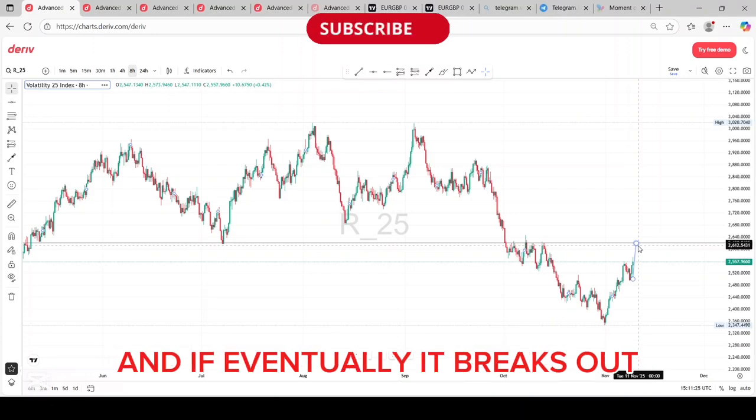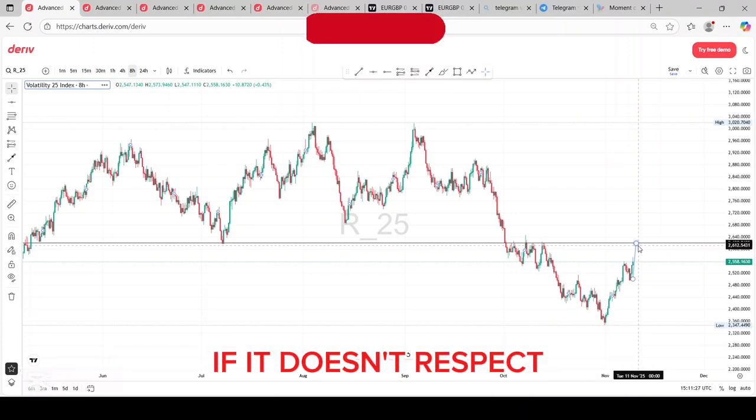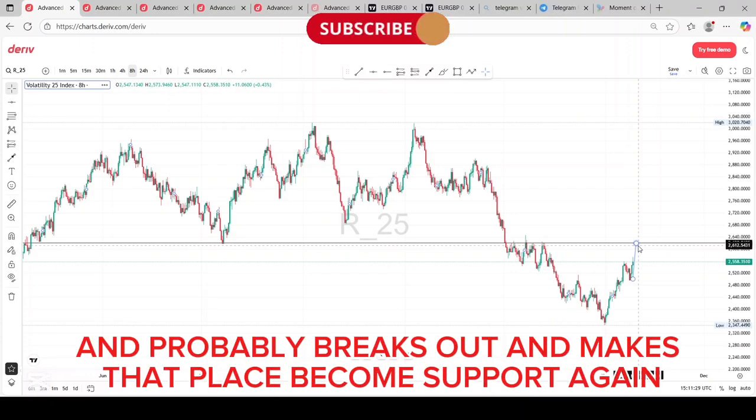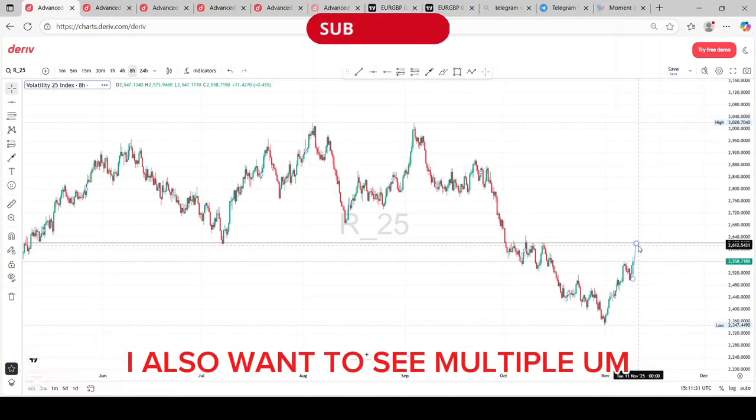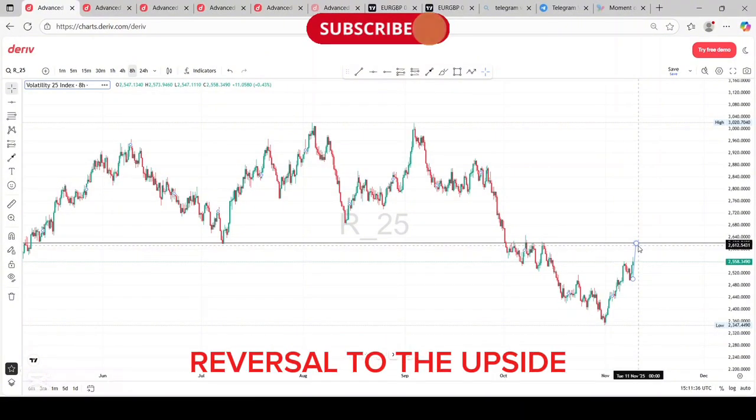Okay, and if eventually it breaks out, if it doesn't respect and probably breaks out and makes that place become support again, I also want to see multiple reversals to the upside.